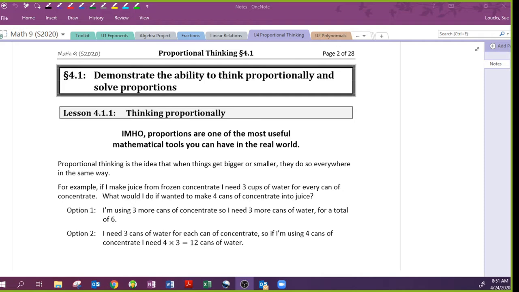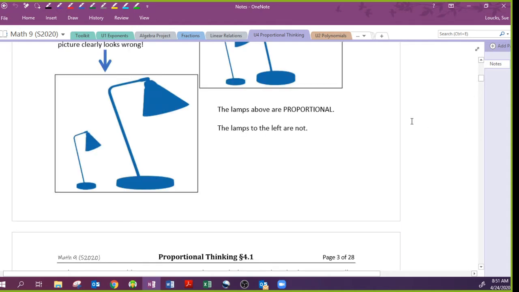Sorry, 3 cans of water for each can of concentrate. So if I'm using 4 cans of concentrate, I need 4 times 3 is 12 cans of water. So hopefully you see that it's option 2, because otherwise your juice is going to be really, really strong and kind of yucky. Okay, so that's proportional thinking.